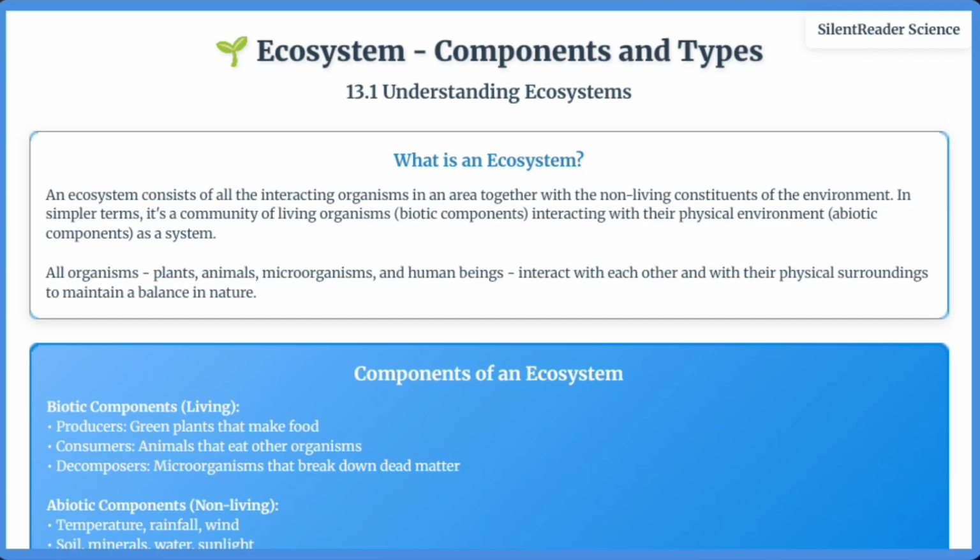We can see ecosystems all around us. A garden, a forest, a pond, or even an aquarium are all examples of ecosystems. Some ecosystems are natural, like forests and lakes, while others are human-made, like gardens and crop fields.